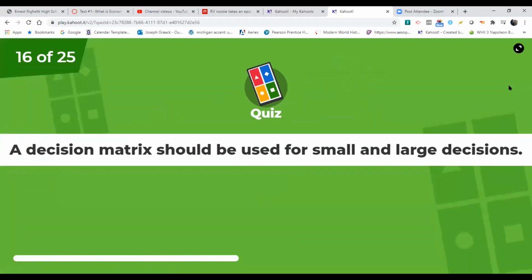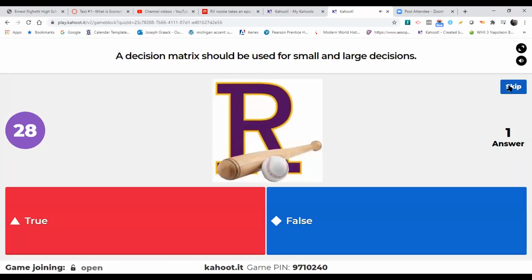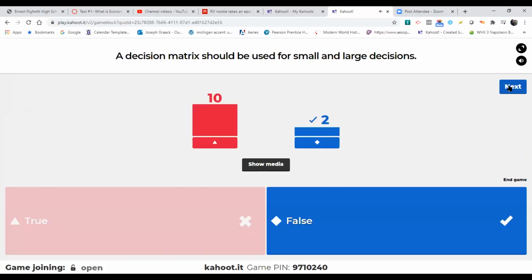All right, a decision matrix should be used for small and large decisions. False, right? Decision matrix should be used for large decisions, not small. You generally have gone over them so many times.